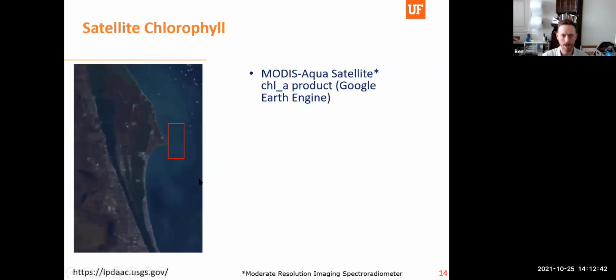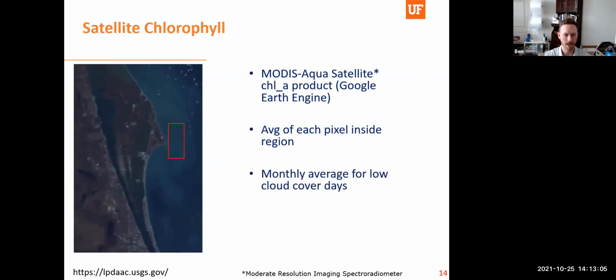For the satellite chlorophyll, we used the MODIS Aqua satellite chlorophyll A product using Google Earth Engine. And then we used a four-sided polygon that we lined up with the latitude and longitude, and took an average of each pixel inside the region, and that was one chlorophyll point. And then for the monthly average of chlorophyll values, we averaged all the cloudless days to get a monthly value. We tried to do it based on month, since our data was seasonal, so we didn't think a daily resolution was needed.